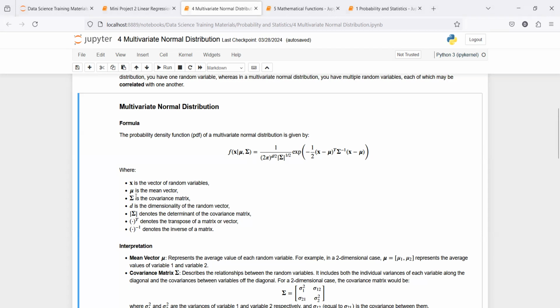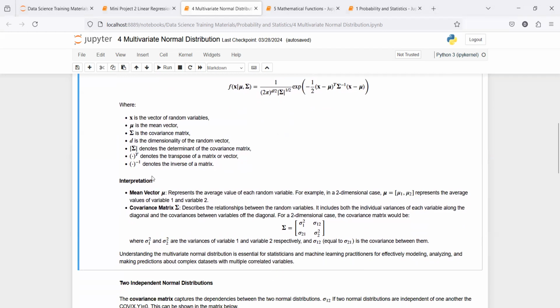So this is basically a covariance matrix in this case, which we covered in linear algebra. D is the dimensionality of the random vector. The absolute value of the covariance matrix, again, this is not the absolute value, but the determinant of the covariance matrix. The T here is the transpose, which we saw, and the -1 is the inverse of a matrix, okay? So that's the covariance matrix. If you look at this piece by piece, you'll get a better understanding with the description below.